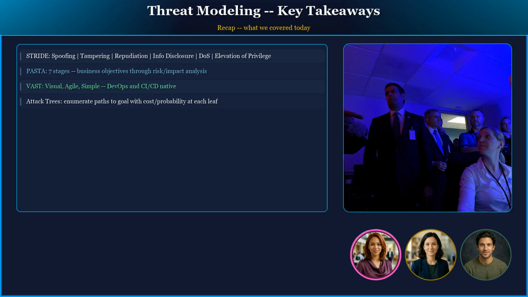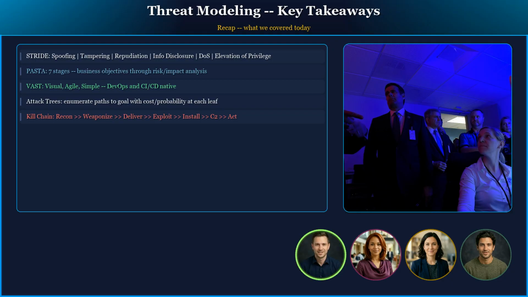The simplest way to remember all of it: draw your system, mark where trust changes, then ask STRIDE at every crossing. That one habit covers more ground than any single methodology alone. Think of threat modeling as the architectural review you wish every major breach had included. Most of the high-profile incidents we see were avoidable if someone had drawn a DFD and asked what can go wrong at this trust boundary before going to production.